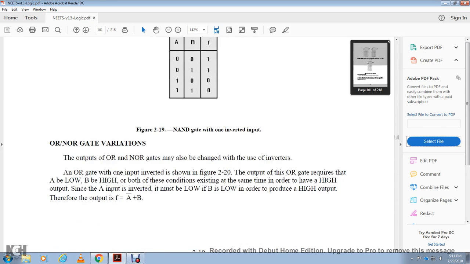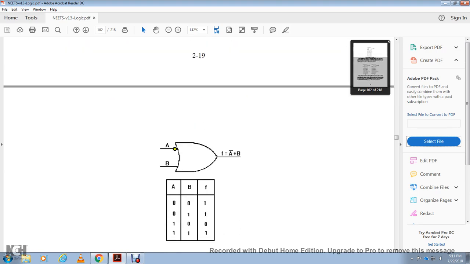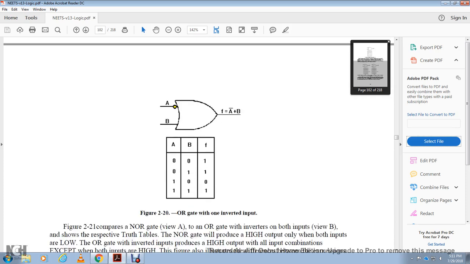OR gate variations. The outputs of OR and NOR gates may also be changed with the use of inverters. An OR gate with an inverter on one input is shown in figure 220. The output of the OR gate requires that A be low or B be high to be high. Both of these conditions exist at the same time in order to have a high output. Since the input is inverted, A must be low and B is low in order to produce the high output. Therefore, the output is F equals not A plus B. All right, so you have the inverter on A and B, and F equals not A plus B.